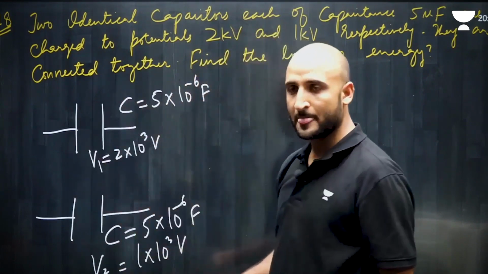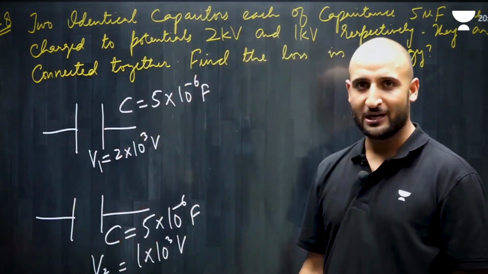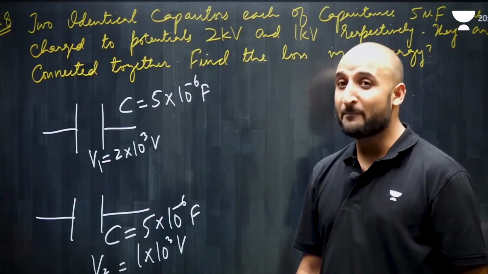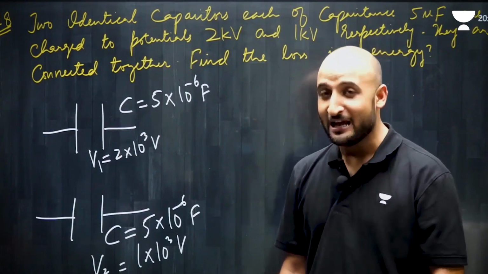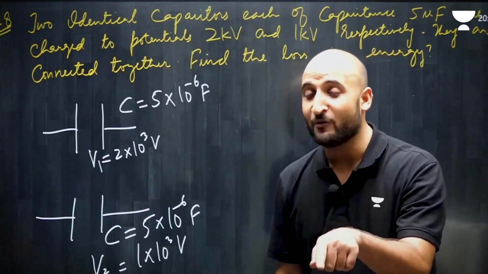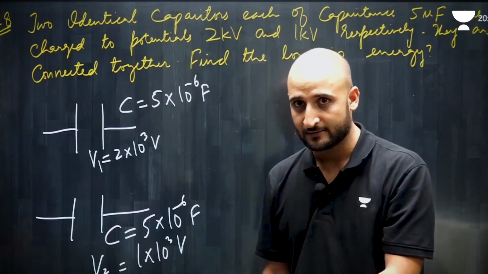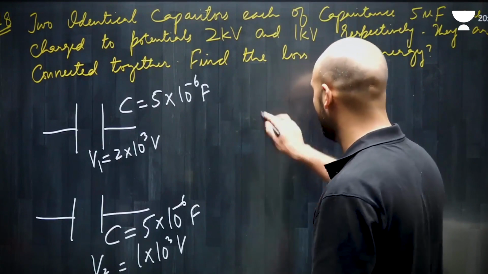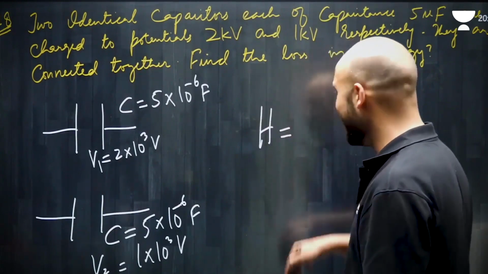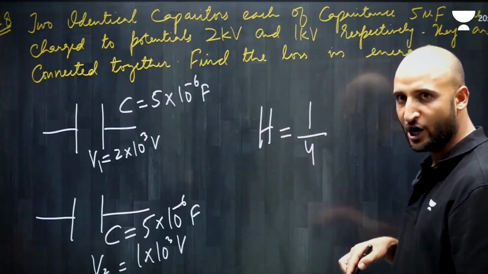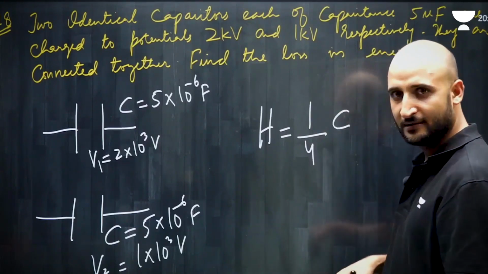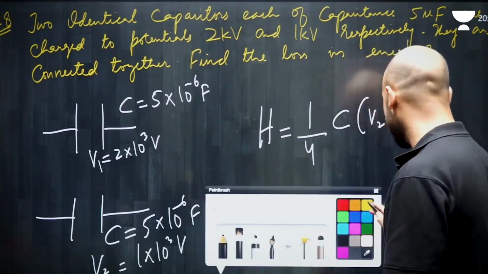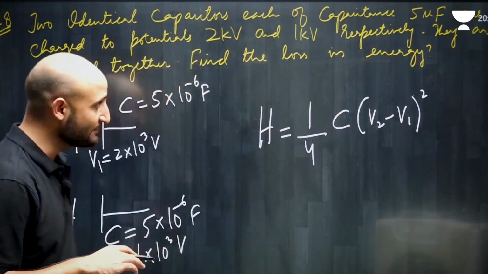You connected them. Positive with positive, negative with negative. Question asks me, what is the amount of heat loss? Remember, remind yourself, when you have two identical capacitors, capacitance is same, they are connected, heat loss is equal to H is equal to, I'm sure you remember, it's 1 by 4 into C into V2 minus V1 whole square. Hope you understand. Hope you remember. You can recall this right from this equation.